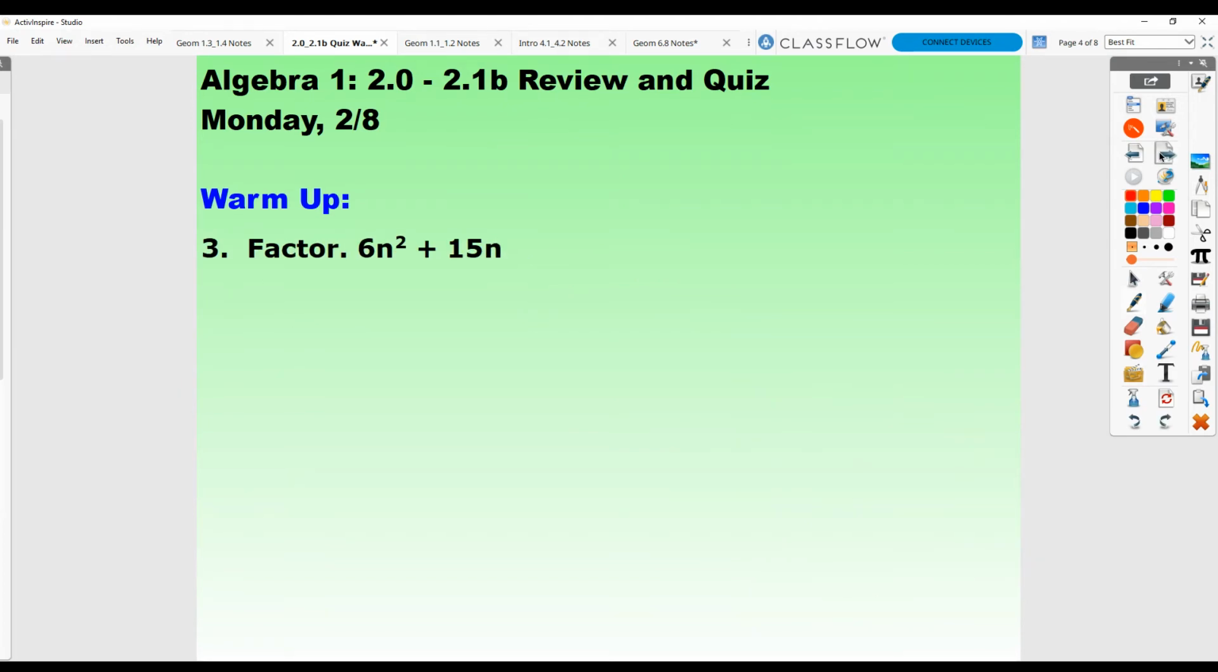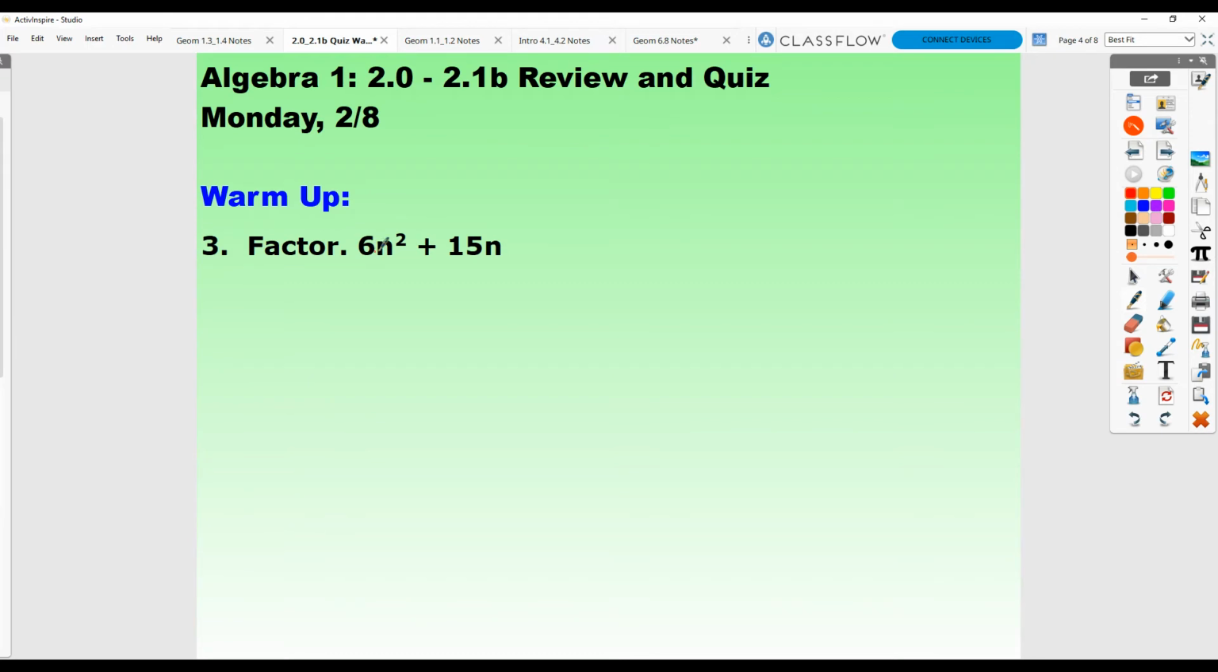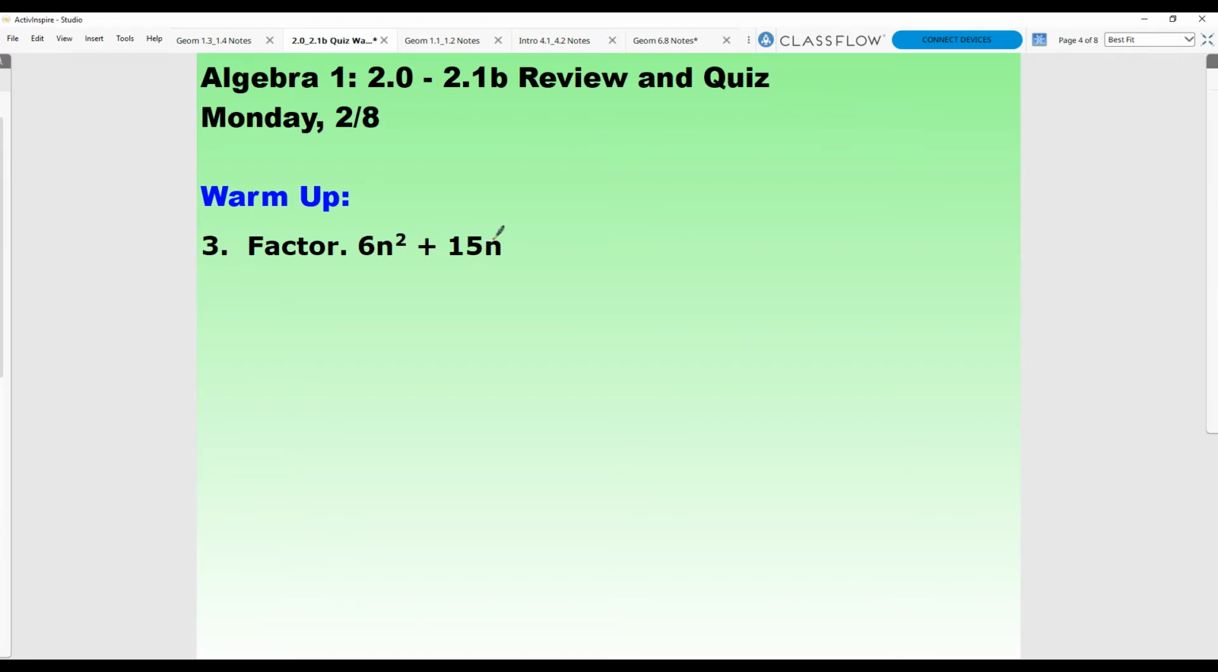So now let's take a look at number 3. Number 3 tells you to factor 6n² plus 15n. Going back to what we talked about with unit 2, this represents an answer to something that's already been multiplied together, and we are just working backwards to figure out what this problem looked like before it got multiplied together. That process of working backwards is called factoring. So when we say we're going to factor this, we want to work backwards to see what it looked like in the beginning.